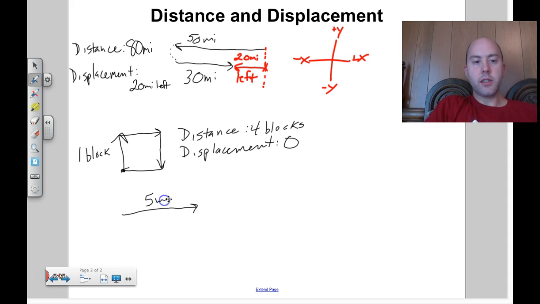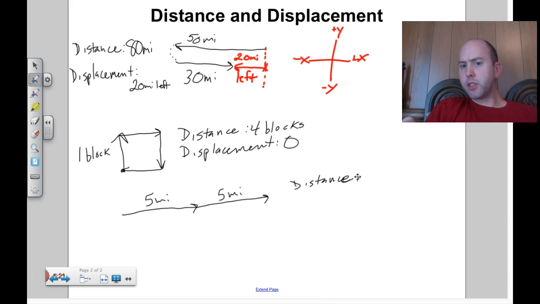Let's pretend you went 5 miles east. You took a break and you went another 5 miles east. Your distance, so what's the total distance you went? Good, 10 miles. You went 10 miles.